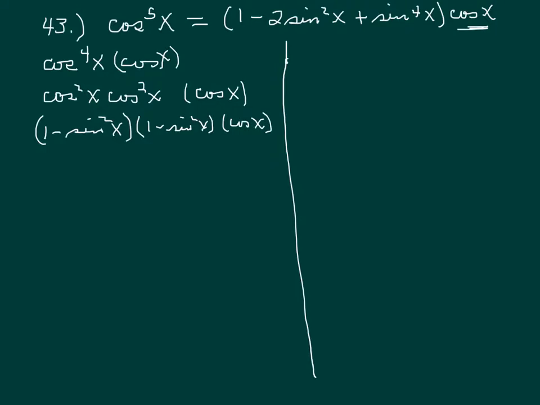Now do the multiplication of these terms, and I have 1 minus 2 sine squared x plus sine fourth x, all times cosine x, and that is equal to the right-hand side.